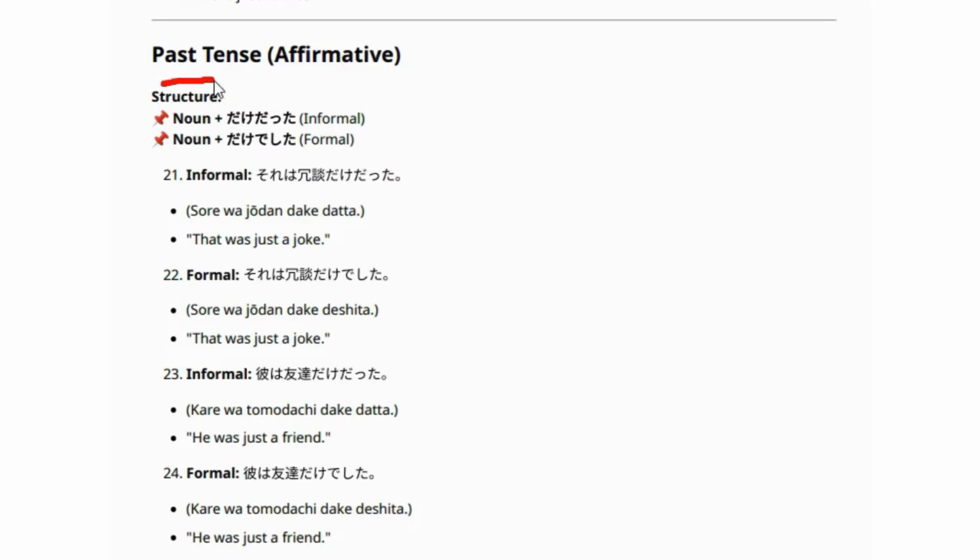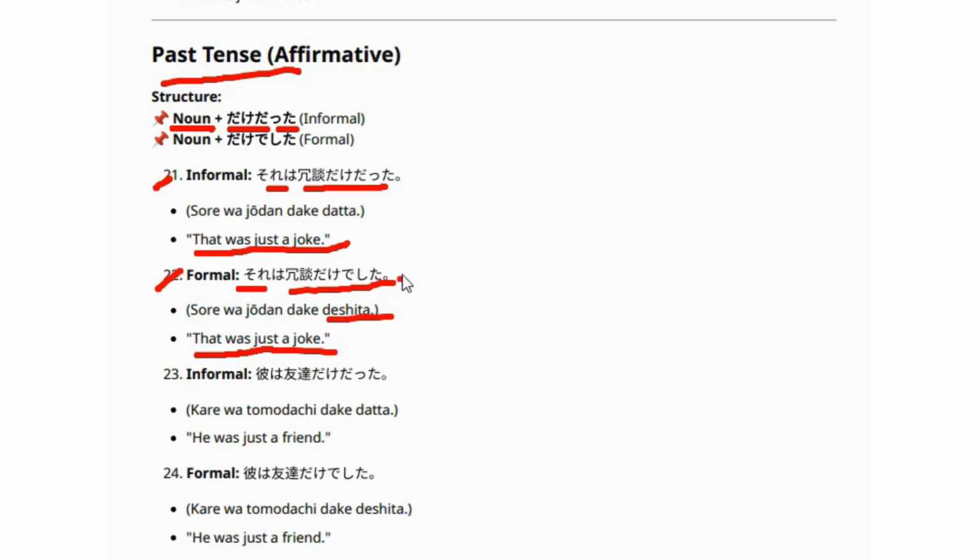Now let's see the sentences of past tense. The structure is noun plus dake datta. The first example is sore wa jodan dake datta, means that was just a joke. And for formal, sore wa jodan dake deshita, means that was just a joke. So for formal, you just add deshita in past tense instead of datta. The next one is kare wa tomodachi dake datta, means he was just a friend.